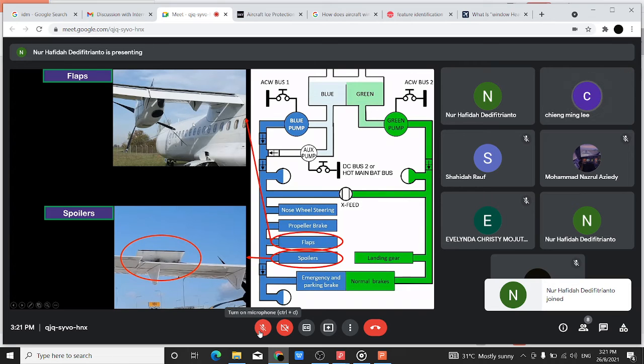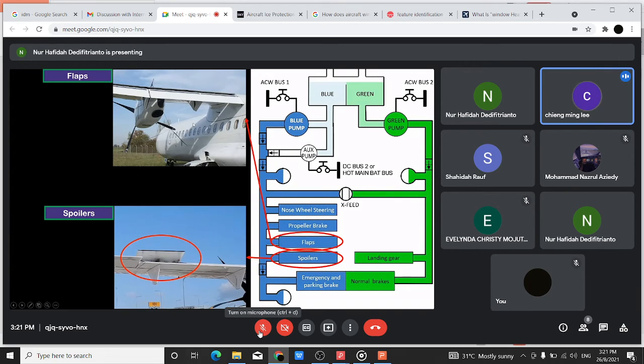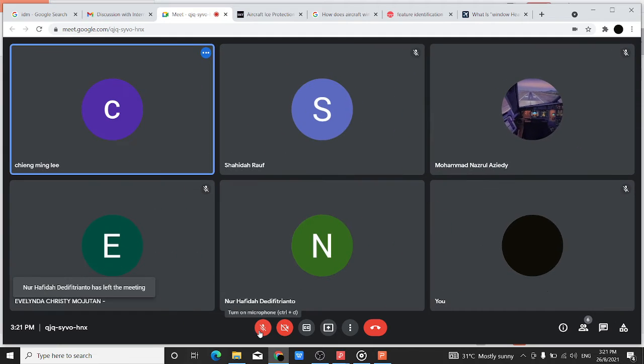Actually, she should put this one to explain. You see, this is the flow of everything here. The check valve, the accumulator, what the system is used for. You see the nose wheel system there, right? This is a better diagram to show how the thing works.